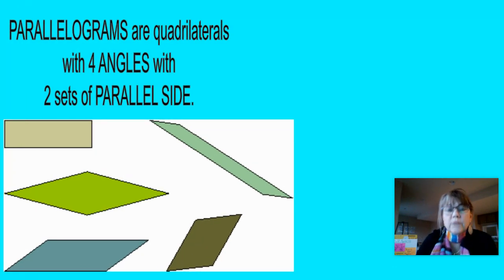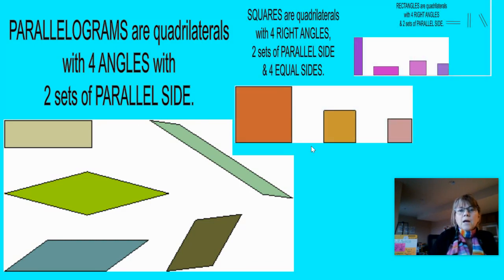Parallelograms are quadrilaterals, so it has four sides with four angles and two sets of parallel sides. So notice they didn't say right angles, just four angles. So this rectangle over here can be a parallelogram. I wonder if our other shapes that we saw can be. Let's check it out. Squares, do they have four angles? Absolutely.